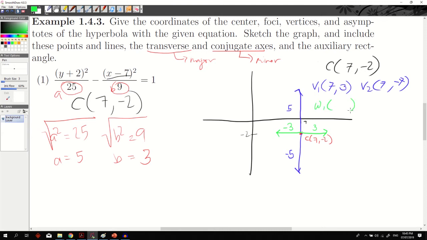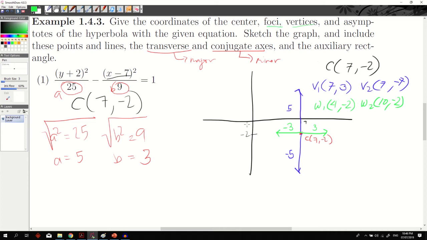Also two W's. Okay, so in the W, the X is now moving, but the Y is constant. So our Y should always be -2. Now we have 7 here. So 7 minus 3 is equal to 4. And 7 plus 3 equals 10. Okay, so we have now the vertices, and so we need the asymptotes.